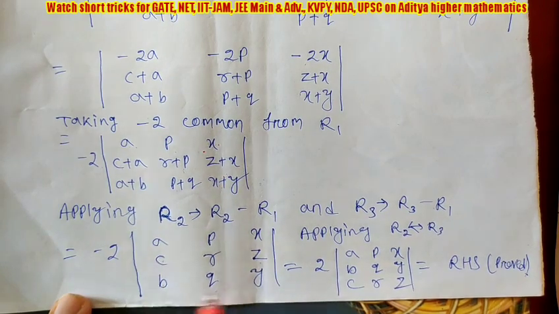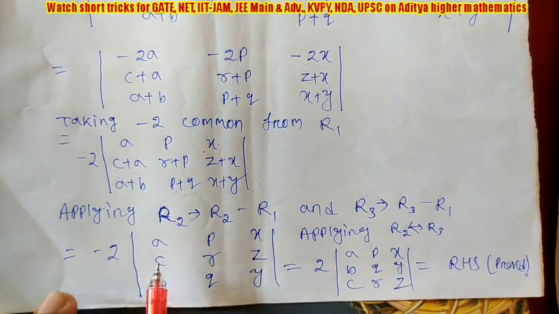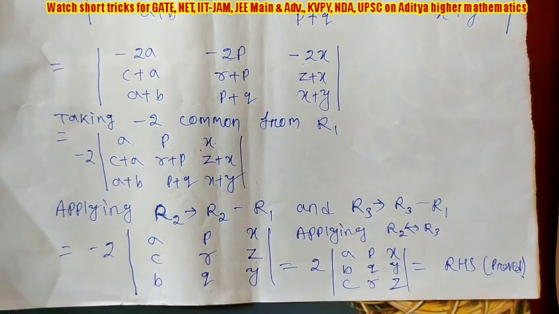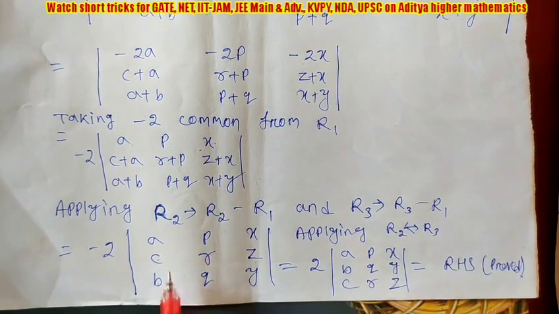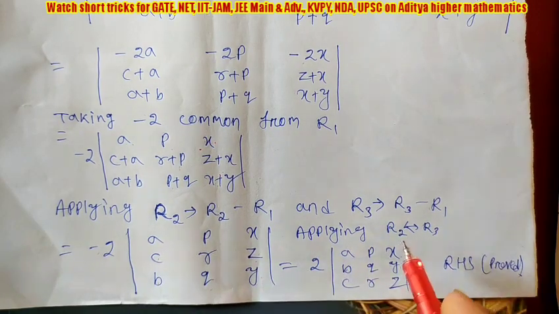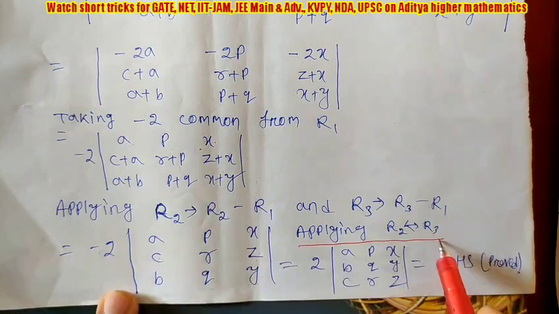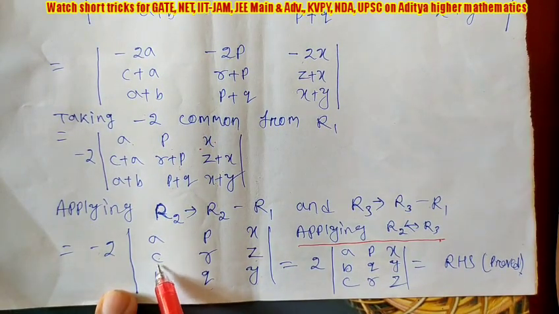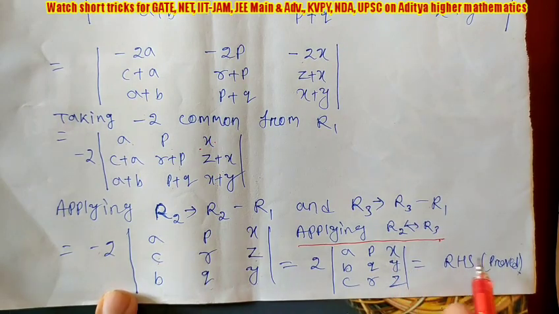When you interchange R2 and R3, we will get respectively all the elements, and you have to know these properties. When you are interchanging two rows, the sign of the determinant will change. Before the sign is minus, so I have to change the sign to plus, because I am interchanging row 2 and row 3. Here we are applying R2 interchange R3. This is the notation of interchange. So after interchanging, you are getting third row is CRZ and second row is BQY, which is RHS.